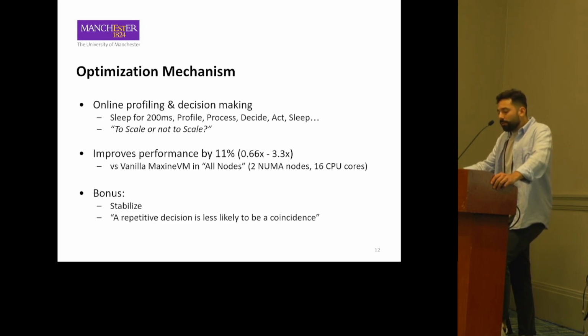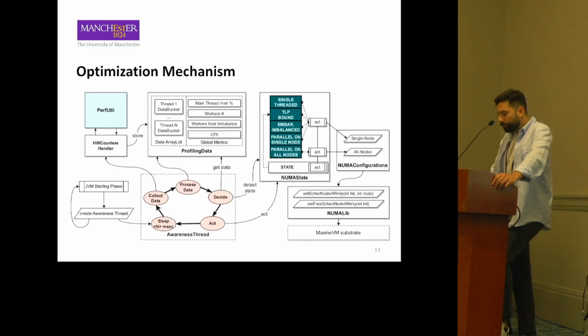In addition, we have added the feature of stabilization, because when experimenting with the mechanism, we observed that there is a heuristic that we can use: a repetitive decision is less likely to be a coincidence. So, for example, if we run an application and iteratively decide what to do, and we always take the same decision, we decrease the frequency of the decision making in order to minimize the overhead of the mechanism. Anyway, I have also put a figure of the mechanism, but you can find a lot of details, of course, in the paper.